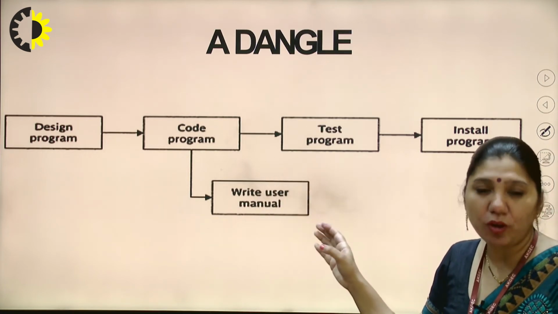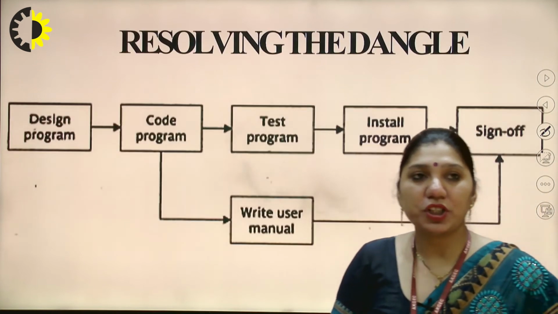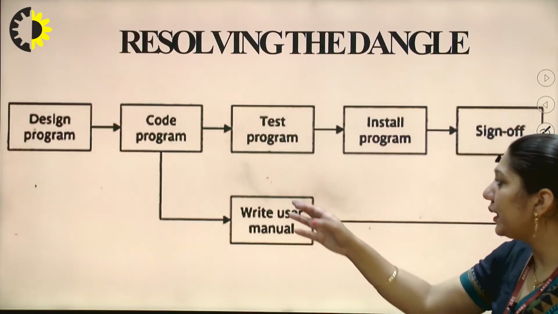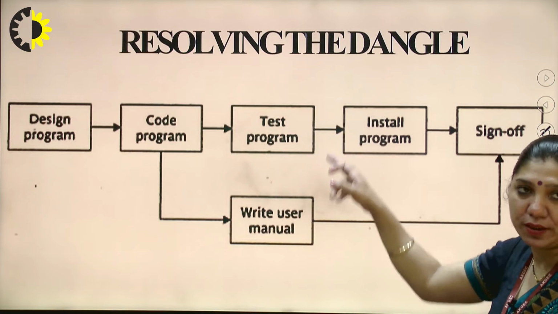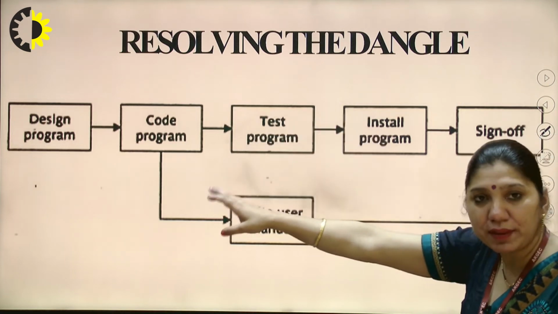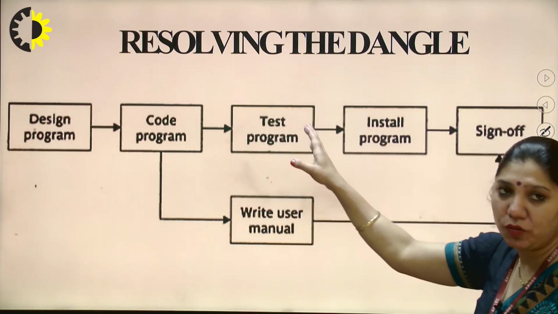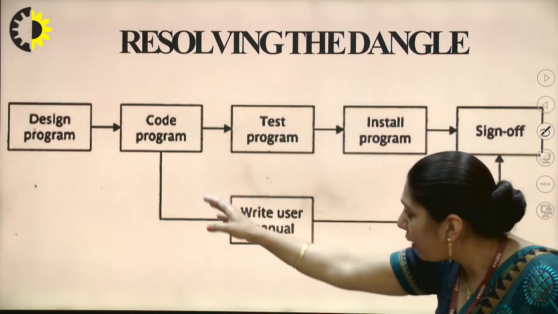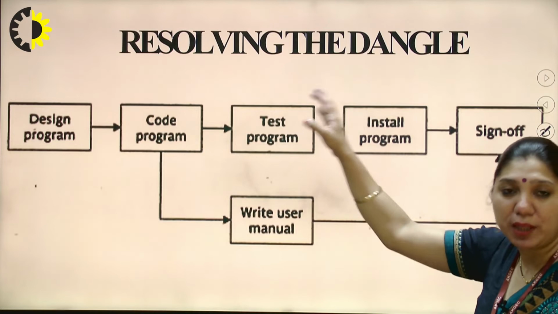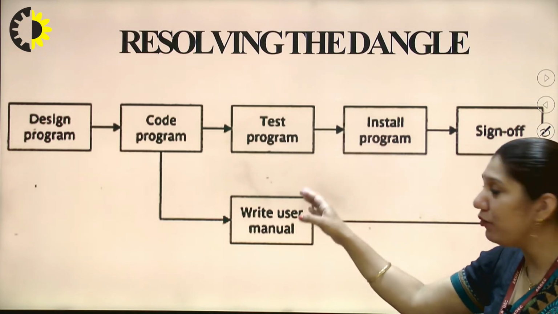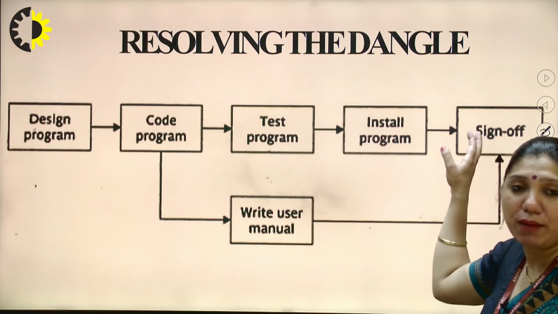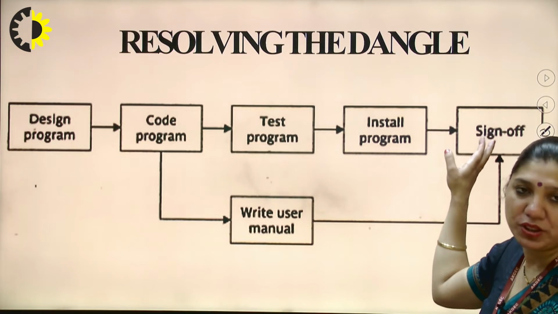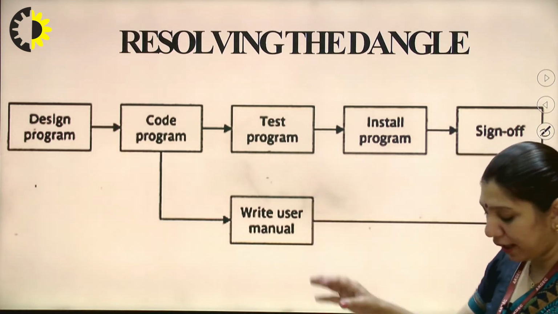That should not be like that. What should it be? It should have connectivity with the complete project. The designing of the program has been done, the code program has been done, the testing of it is done, installation has been done, and then the sign off. At the end, whatever modifications have happened while we were implementing the program, we have to provide the complete process user manual at the end of the project. Getting my point? So that was a dangle.